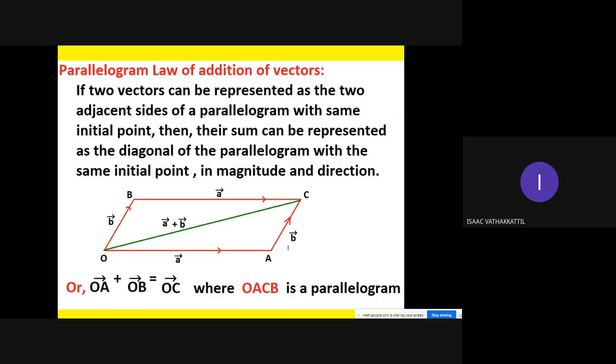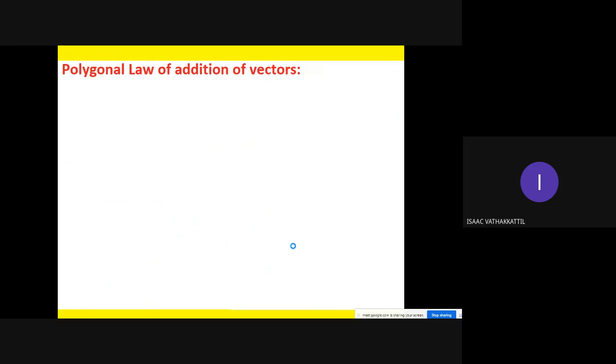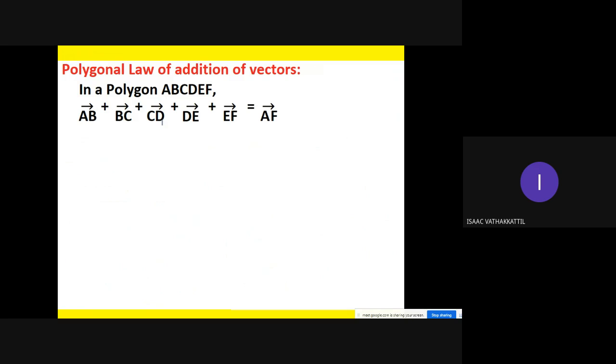OA plus OB is OC, where OACB is a parallelogram. We can extend the triangular law to the polygonal law of addition. We can easily see that the parallelogram law and triangular law are one and the same. Polygonal law of addition: in a polygon ABCDEF, AB plus BC plus CD plus DE plus EF is AF. You observe AB, BC, CD, DE, and EF. Their sum will be nothing but AF.